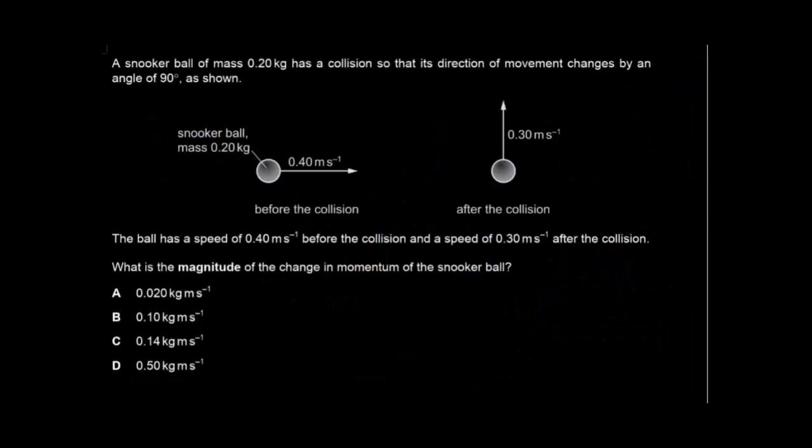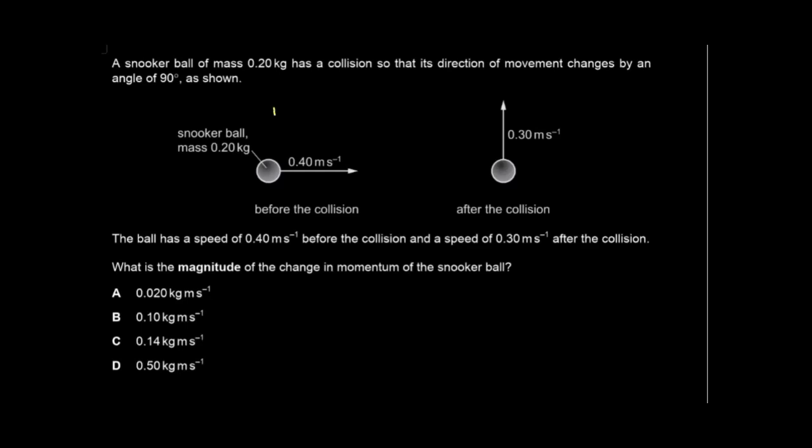A snooker ball of mass 0.20 kg has a collision so that its direction of movement changes by an angle of 90 degrees as shown. The ball has a speed of 0.40 meter per second before the collision and a speed of 0.30 meter per second after the collision. What is the magnitude of change in momentum of the snooker ball?